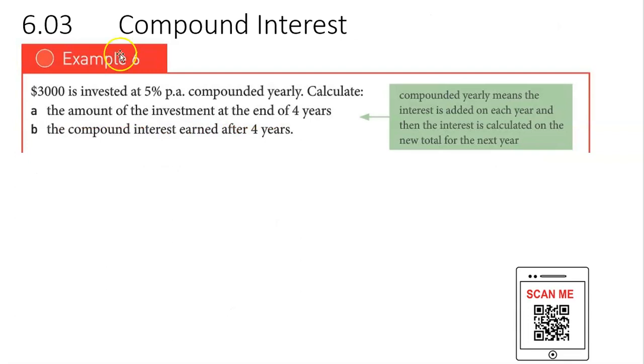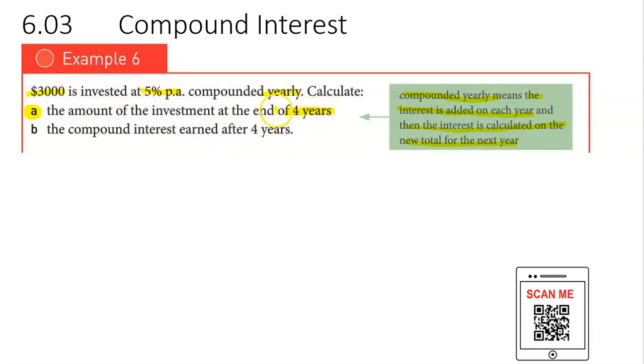So let's see example 6. $3,000 is invested at 5% per annum compounded yearly. Compounded yearly means the interest is added on each year, and then the interest is calculated on the new total for the next year. That means interest on interest: your interest is calculated every year. Alright, so these are the information. Part A: find the amount of the investment at the end of 4 years.